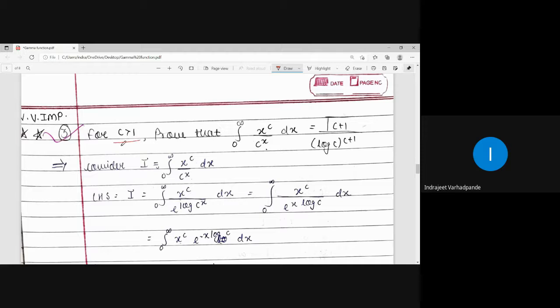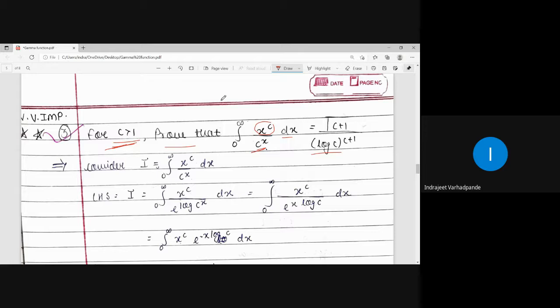For c greater than 1, prove that integral 0 to infinity x to the power c upon c to the power x dx is gamma c plus 1 upon log c to the power c plus 1. Now, in the result, I am able to see the terms related to the gamma function.